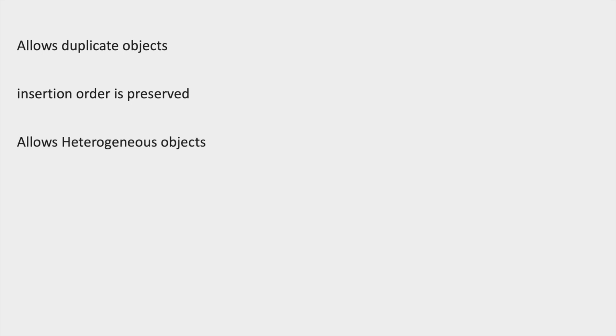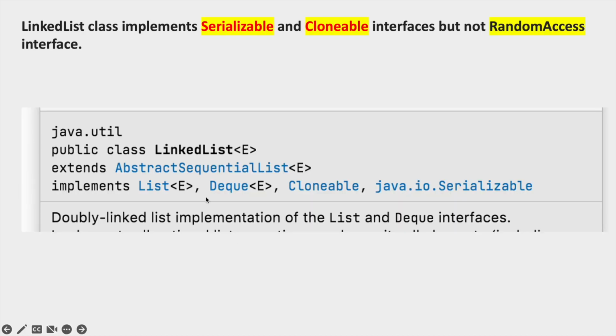It allows heterogeneous objects. By using LinkedList, we can store heterogeneous data, that is, different types of data. This LinkedList allows null insertion. By using LinkedList, we can store null values also. The LinkedList class implements the Serializable and Cloneable interfaces, but not the RandomAccess interface.